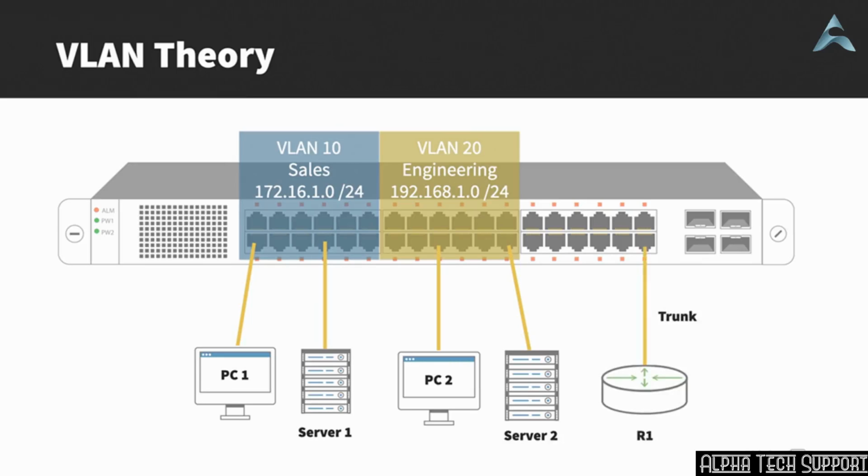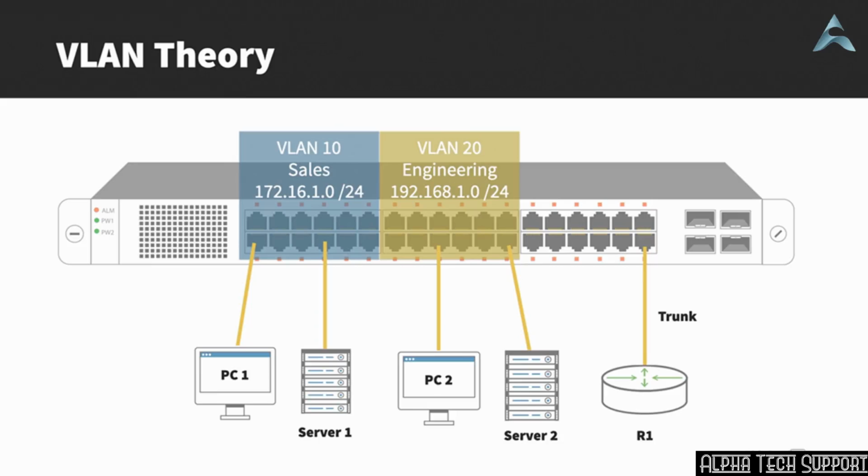Now, sometimes we have a multi-layer Ethernet switch, which can do routing, but if this is really a layer 2 switch, we need to connect to an external router to get traffic from one VLAN to the other. Let's say that PC1 has a legitimate reason to talk to server 2. We're going to have to route to do that. And here's the way it works. A router is going to be connected using a special type of connection called a trunk. A trunk has the unique ability to carry traffic for multiple VLANs.